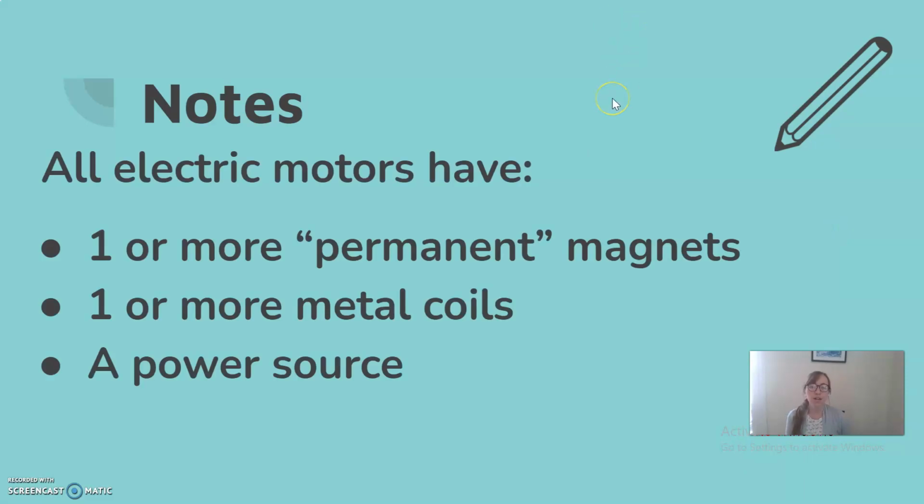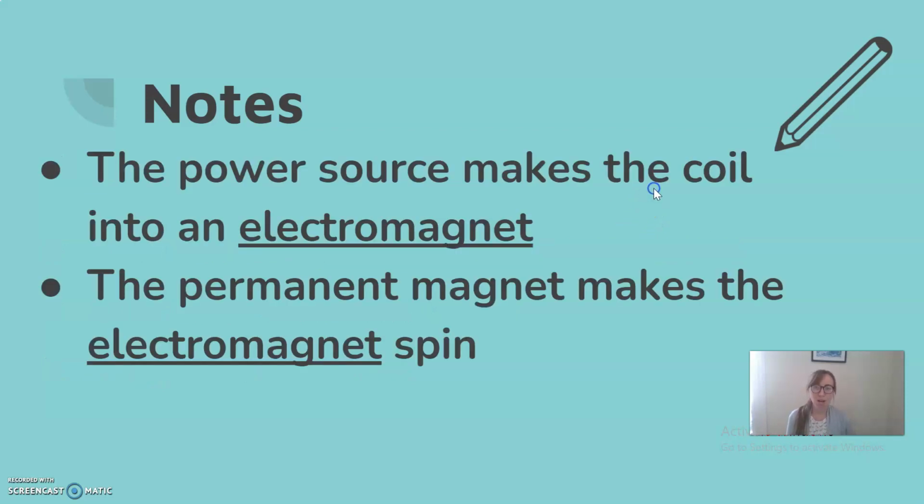All right, so the common parts of electric motors that have to do with all of this stuff that we've been talking about is that all electric motors have one or more permanent magnets. So that's something that's always a magnet, whether there's a current running through it or not. And then also a metal coil, like you had seen wrapped around that nail, and some kind of a power source, like a battery or something like that. Or maybe it plugs into an electric socket. So the power source makes the coil into an electromagnet, and the permanent magnet makes the electromagnet spin.